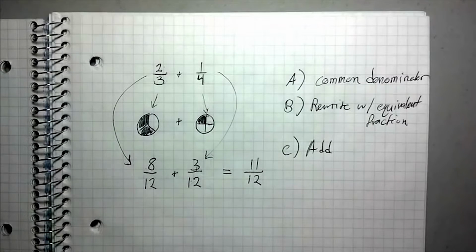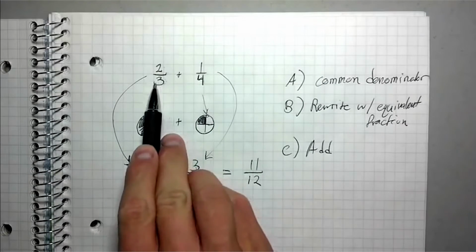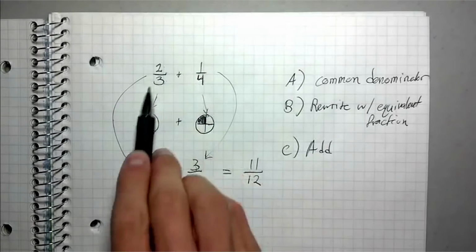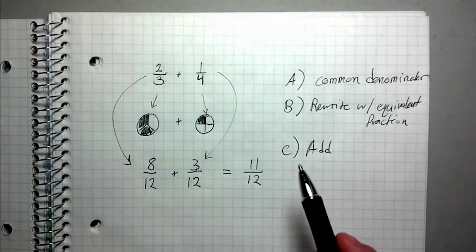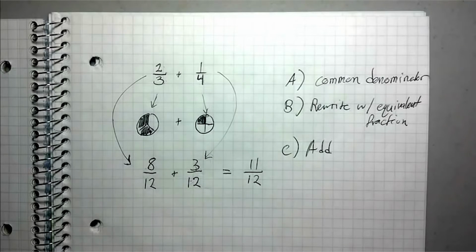A, B, C. Oh, and by the way, there's one more thing I forgot to mention. What about subtraction? Well, subtraction works the exact same way. If this would have been 2/3 minus 1/4, I would have done everything the same, and I just would have gone 8 minus 3. So I would have gotten 5/12. So I don't think I need to go through this whole process, but that's basically it.